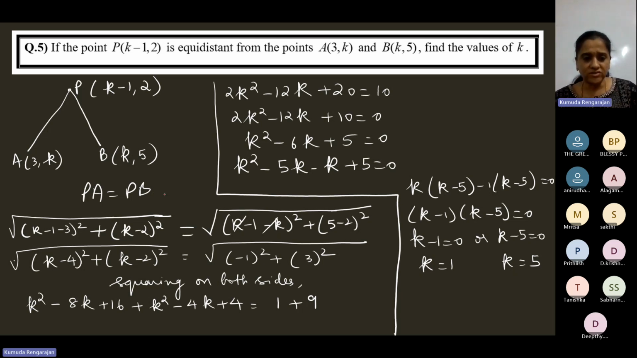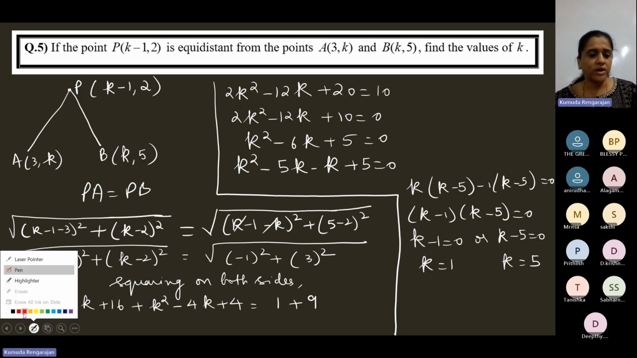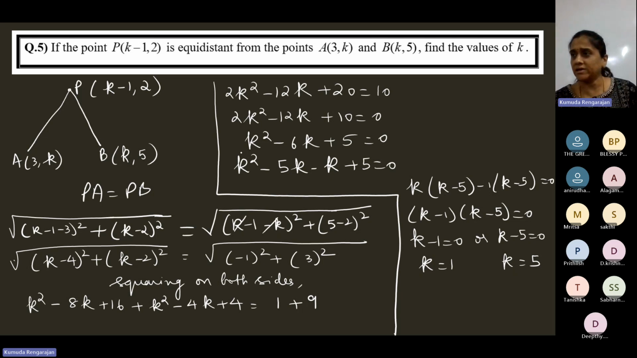So you should first write this condition. If the point P is equidistant from A and B, that means PA is equal to PB. Now, PA means the length of the line segment PA, which can be found using the distance formula. PB is the length of the line segment PB, which can be found using the distance formula. Then when you square on both the sides, the square root is eliminated. Quadratic equation, split the middle term and find the values of K.